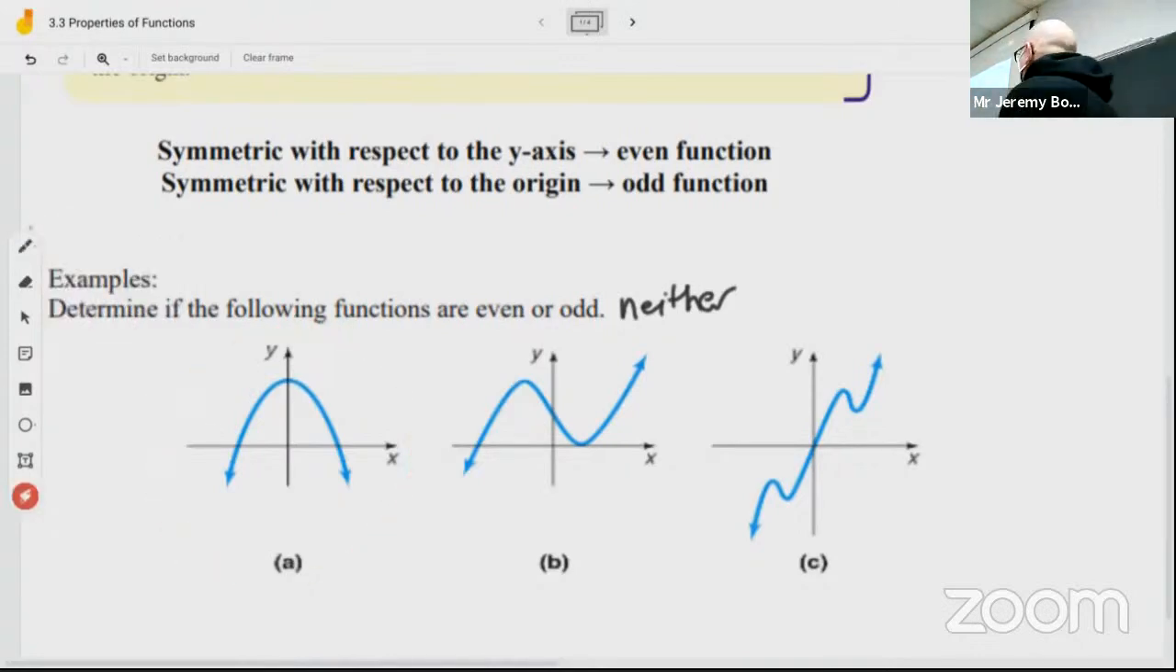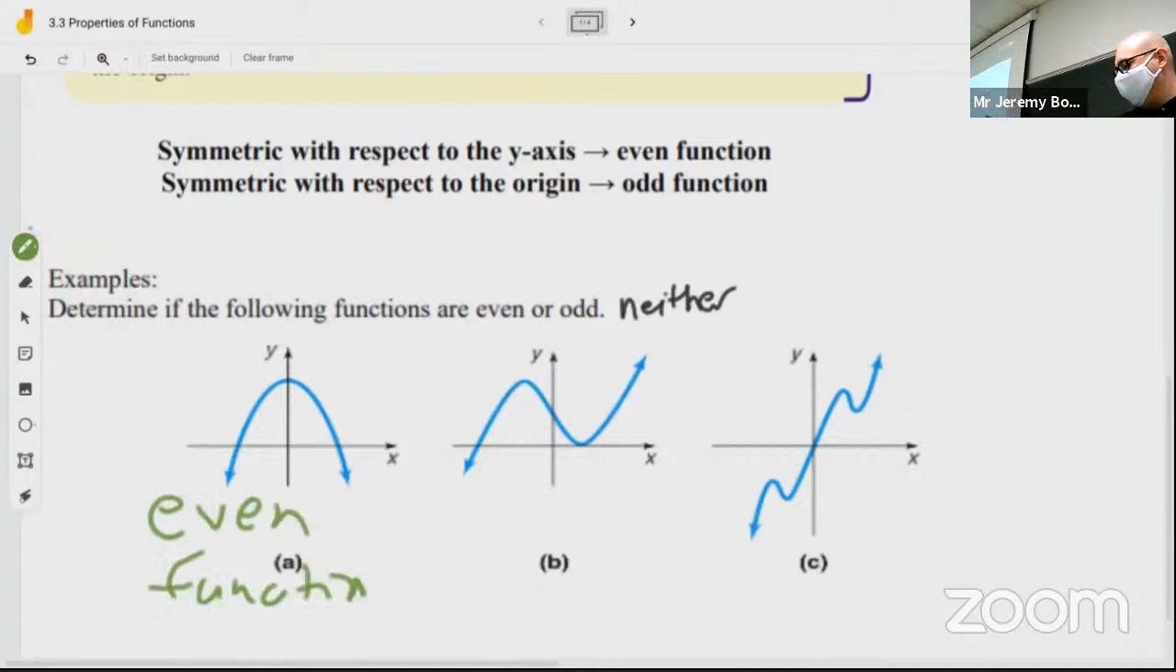So graph A. What do you think that is? Even, odd, or neither? Even. It's even. It's symmetric with respect to the y-axis, right? If you floated it here, this curve will match this curve. And so if it's symmetric with respect to the y-axis, it is an even function. Any questions on that?